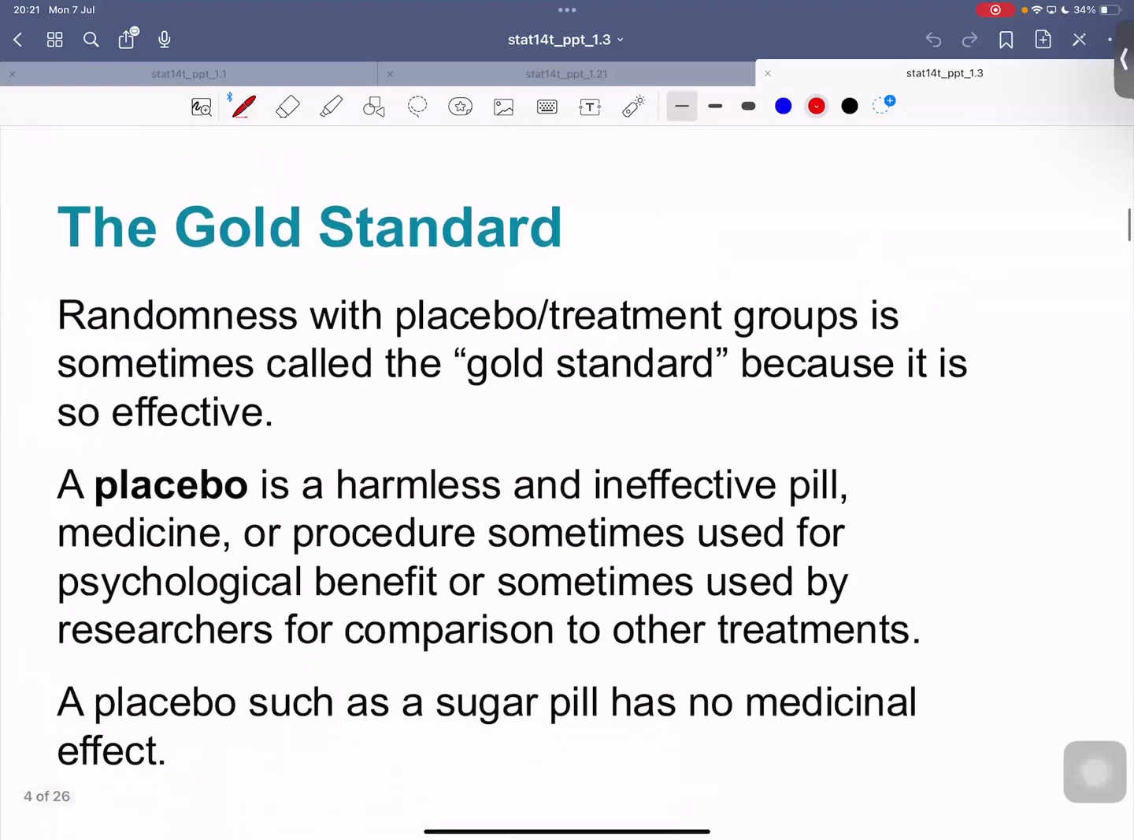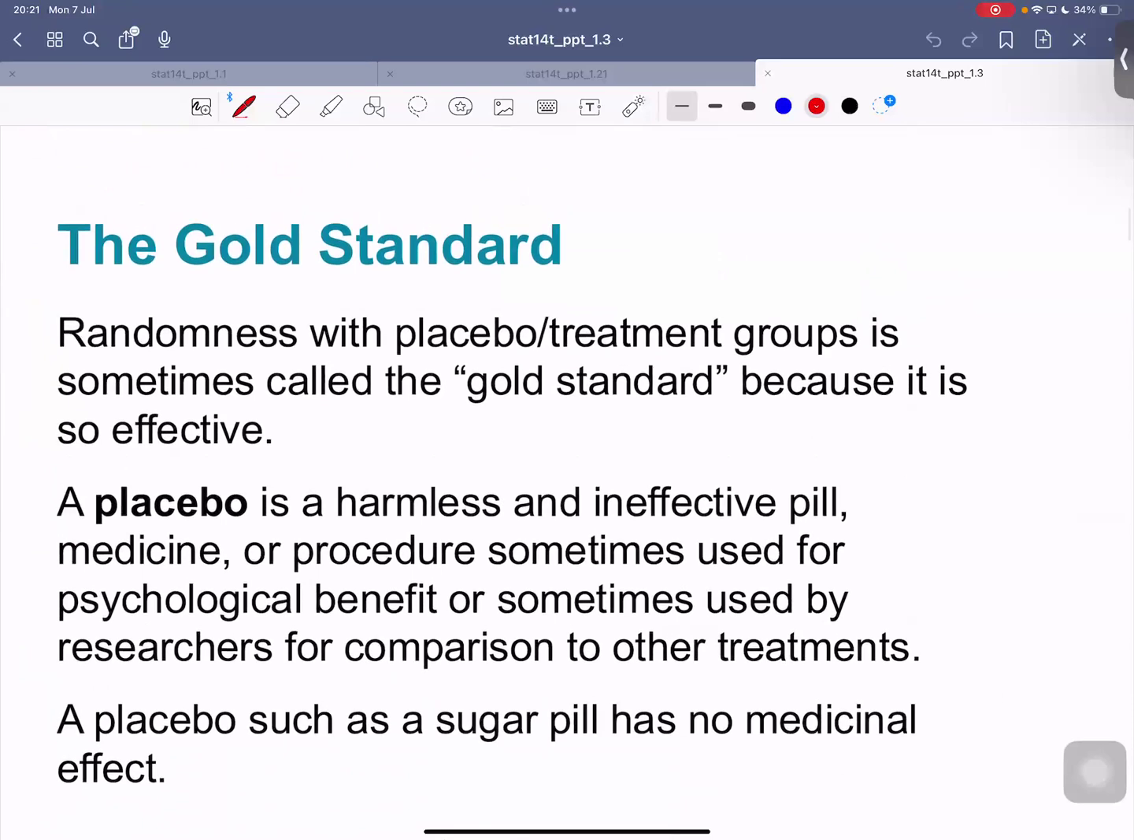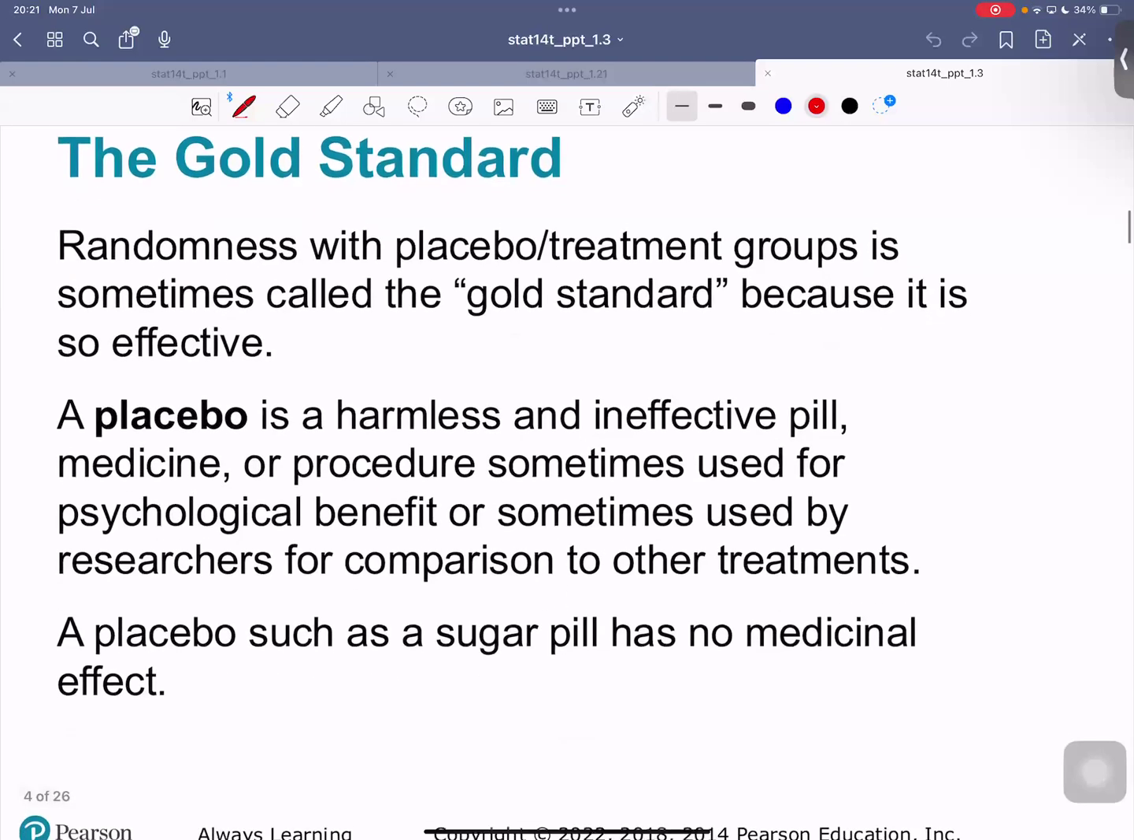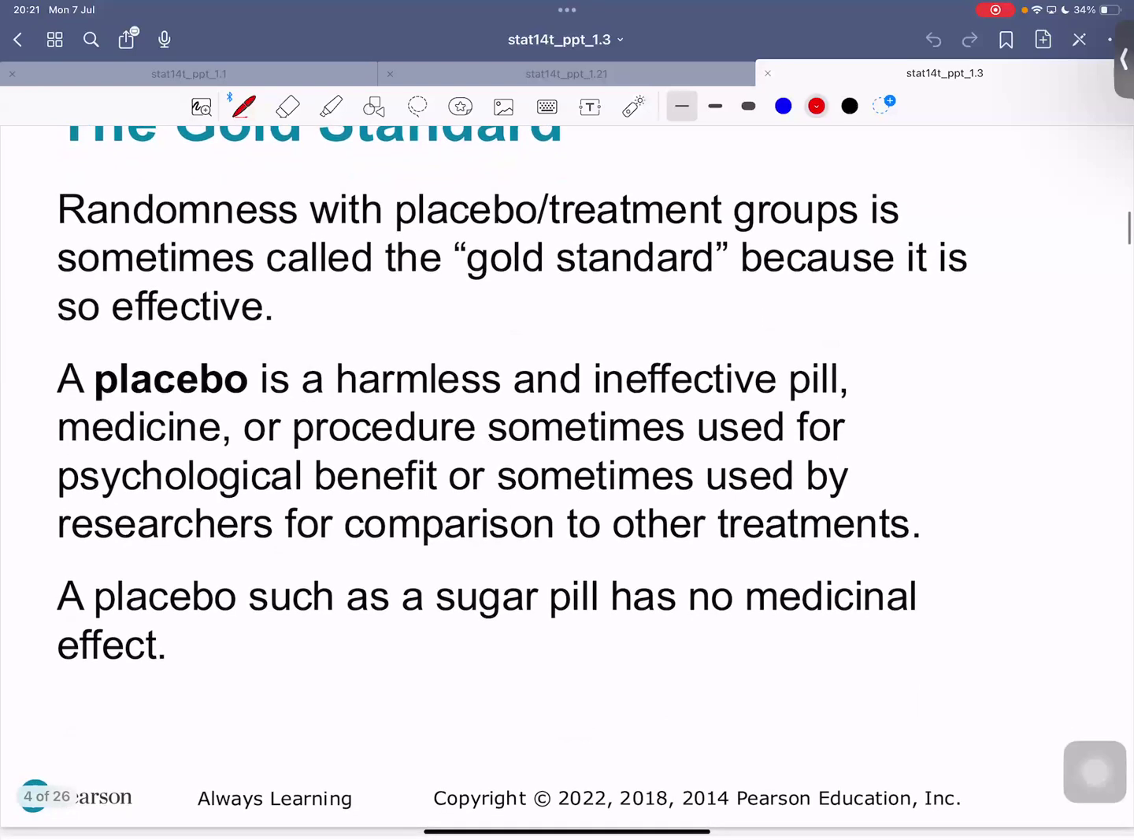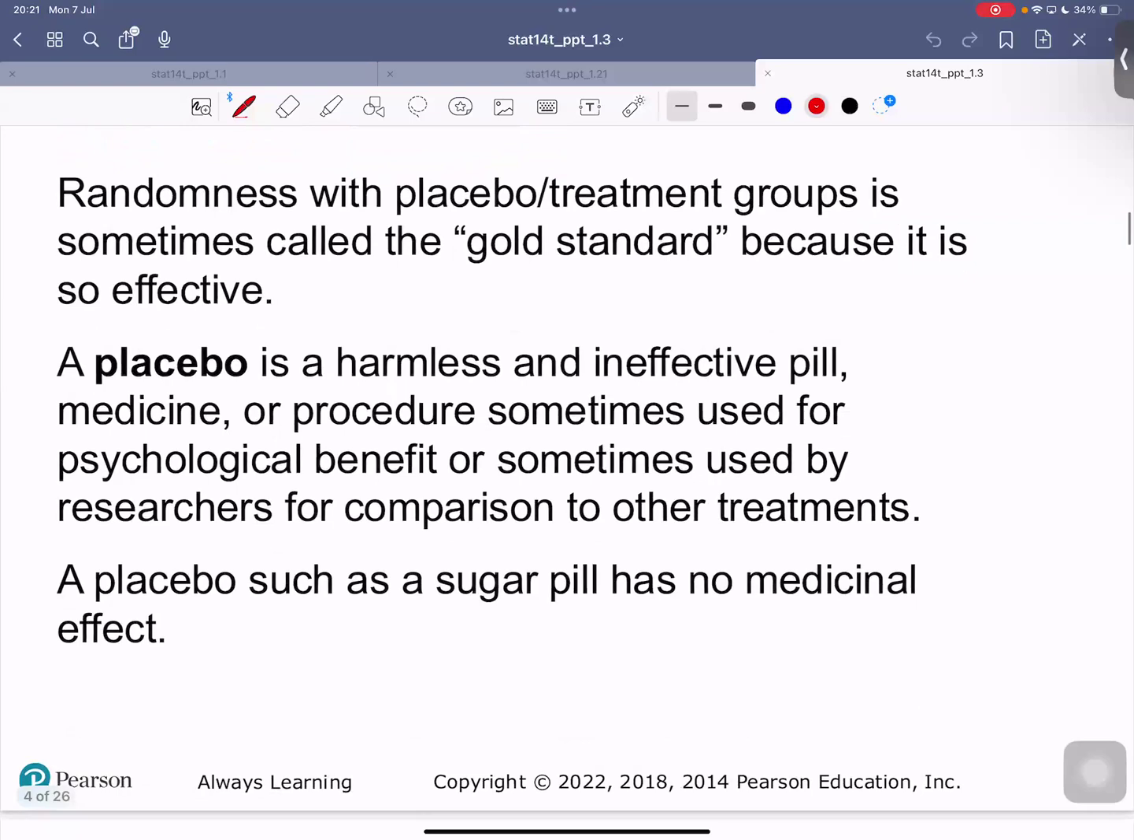The gold standard: randomness with placebo treatment groups is sometimes called the gold standard because it is so effective. A placebo is a harmless and ineffective pill, medicine, or procedure sometimes used for psychological benefit or sometimes used by researchers for comparison to other treatments. A placebo such as a sugar pill has no medicinal effect.